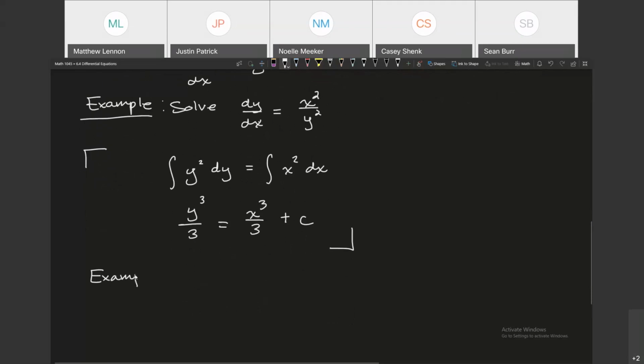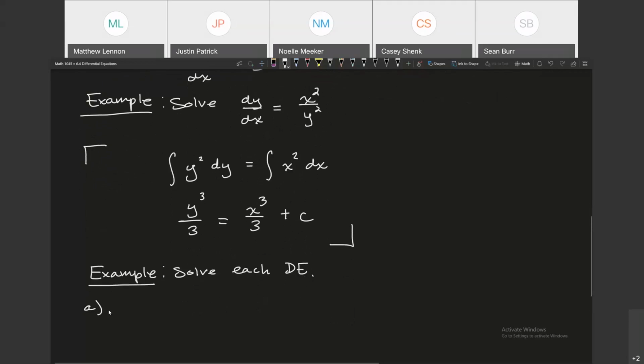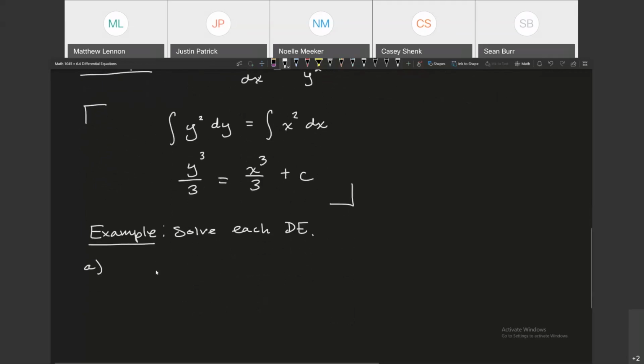So let's continue looking at some more examples. Again, we're just going to solve each DE. The key is to separate variables the way we did in the previous problem. So let's say for this one we have dy over dx is equal to x times e to the negative y.